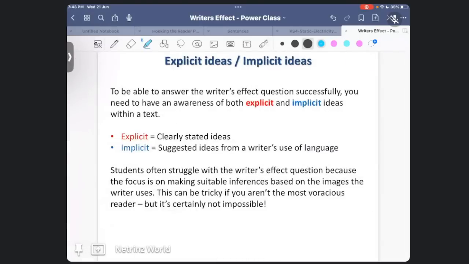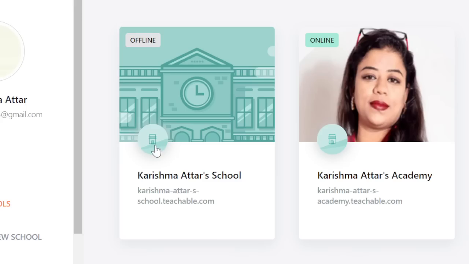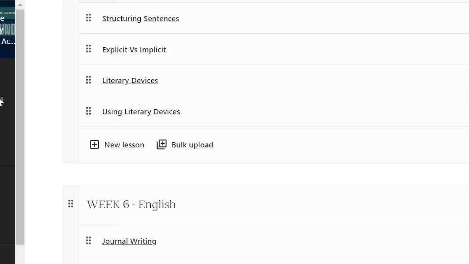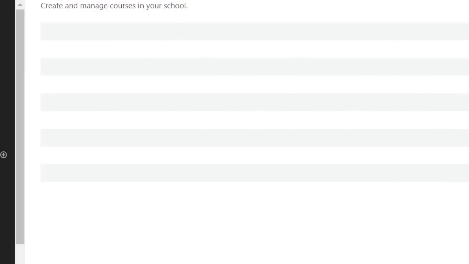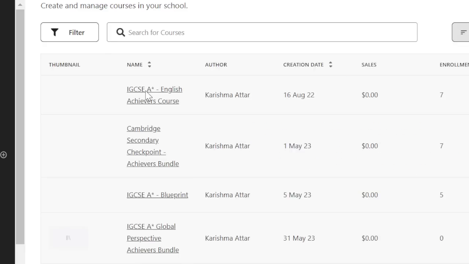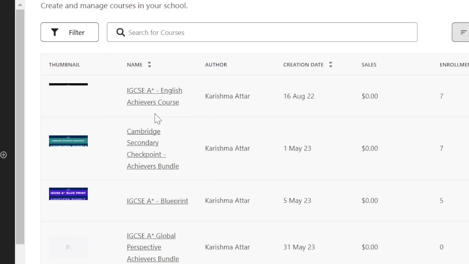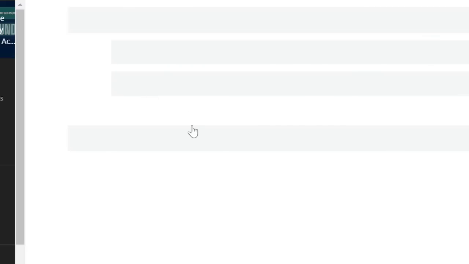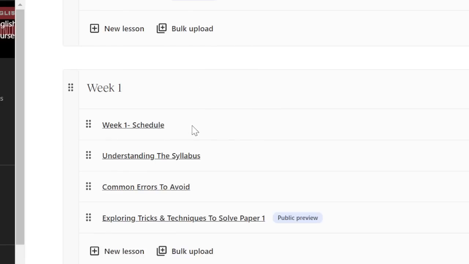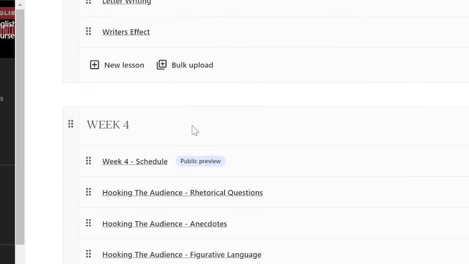All right, so the next is explicit and implicit ideas. Now this particular part I had already talked about in the lessons. How many of you have viewed that lesson? Explicit and implicit. Let me see, I get a record of how many of you have viewed. Achievers, have I uploaded that part in your Cambridge Secondary Checkpoint? Let me see first. Ma'am, no, I've not uploaded it. Yeah, that is not for you guys.